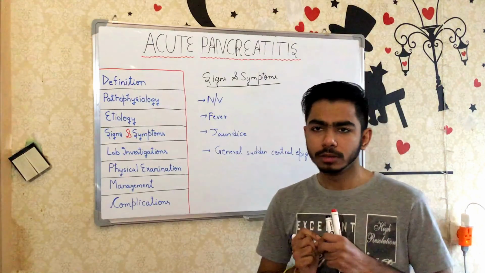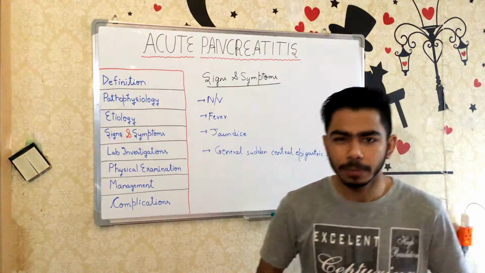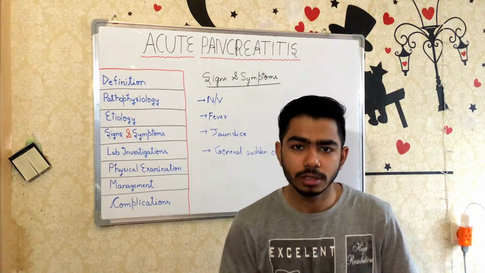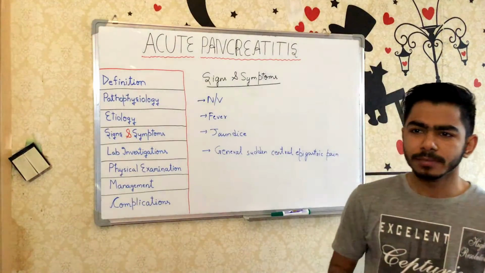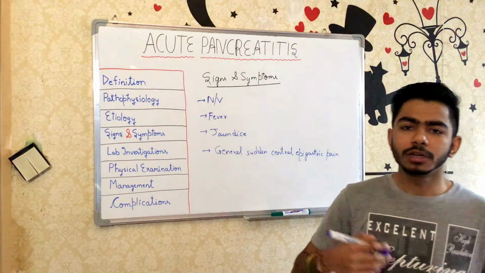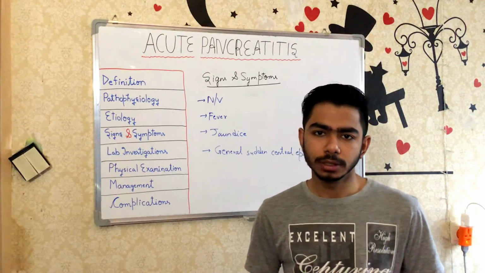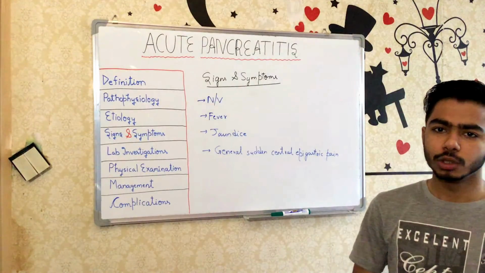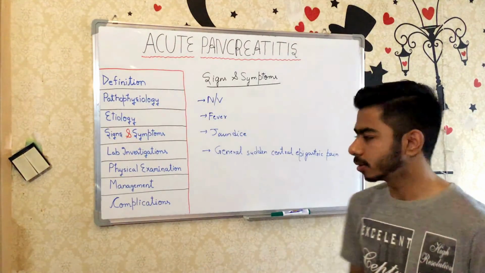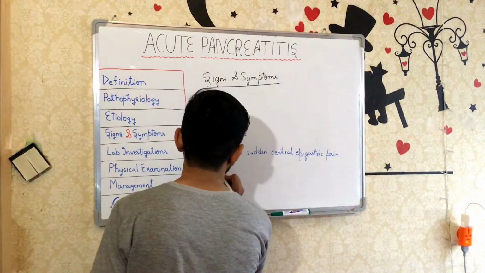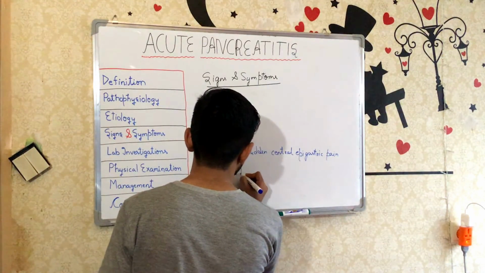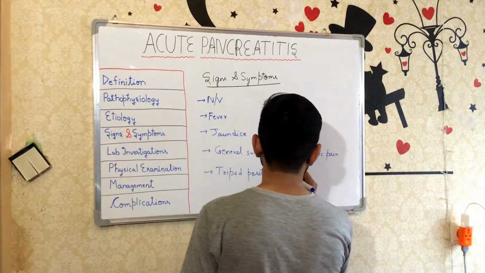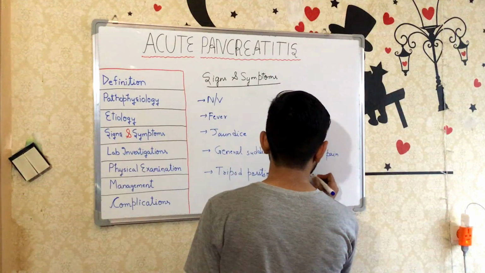Now, in such patients, you will notice that they will be in the tripod position. What is the tripod position? They will lean forward, holding their stomach. In severe cases, this tripod position actually relieves the pain in such patients, so it can be a sign for the acute pancreatitis. So, tripod position relieves pain.